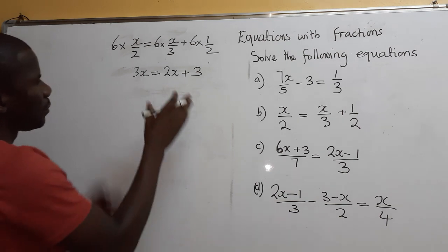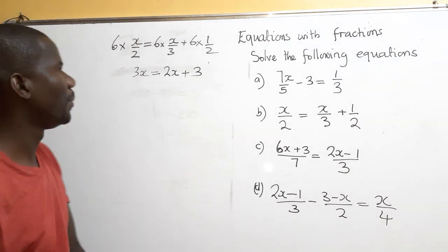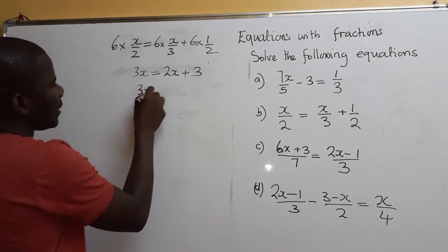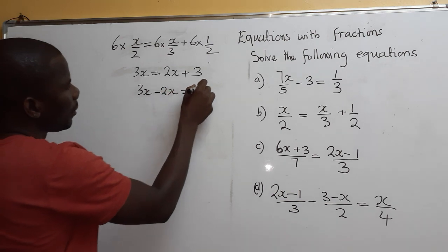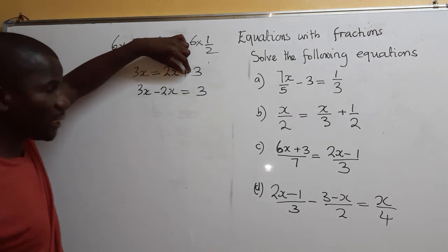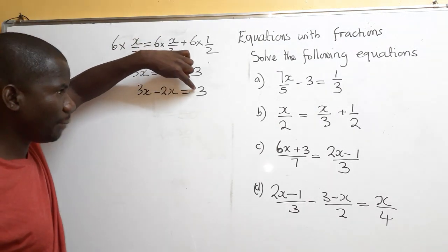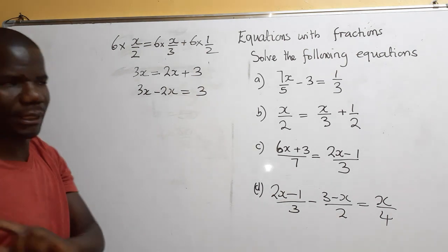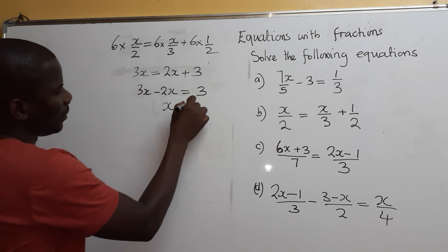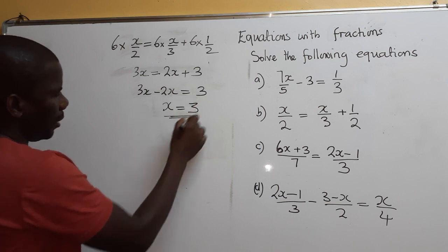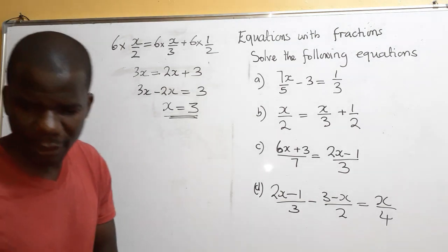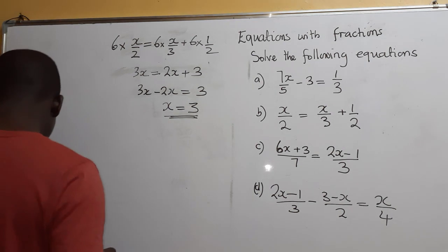At this point, we do the same thing. We put the like terms together. We have 3x minus 2x equals 3. Please take note, if this was a minus here, we were going to keep a minus here. That's very important. So when you subtract here, what do you get? You get 1x, or x, which is equal to 3. That is our answer for the second question.